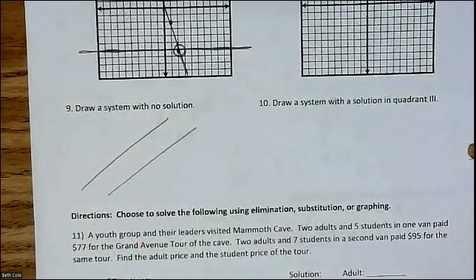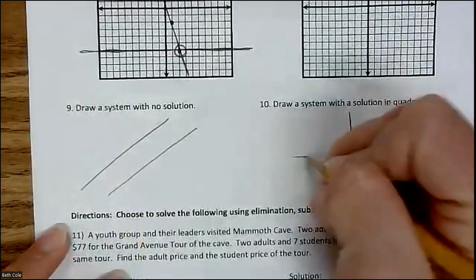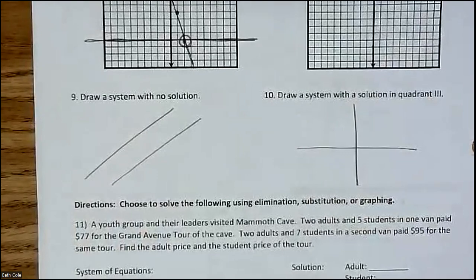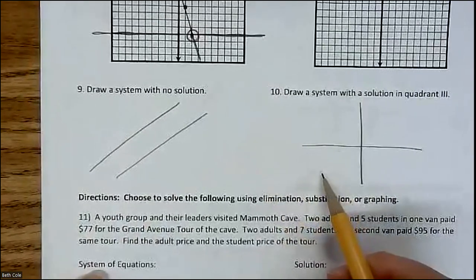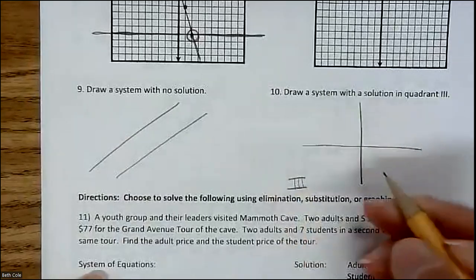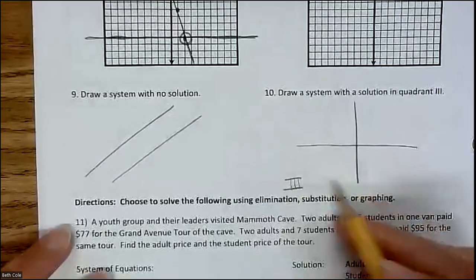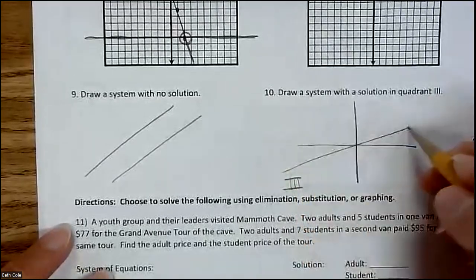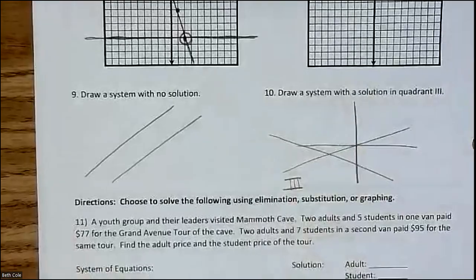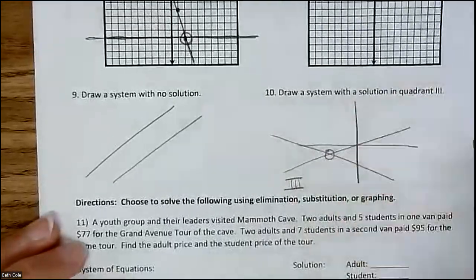Draw a system with a solution in quadrant 3. All right, which one is quadrant 3? I'm looking for words like top right or bottom left or something like that. Okay, this one's quadrant 3. So if you want to make a system that intersects in that quadrant, you can draw whatever you want as long as they intersect down here. So like boom, boom. And here's the answer, just in quadrant 3.